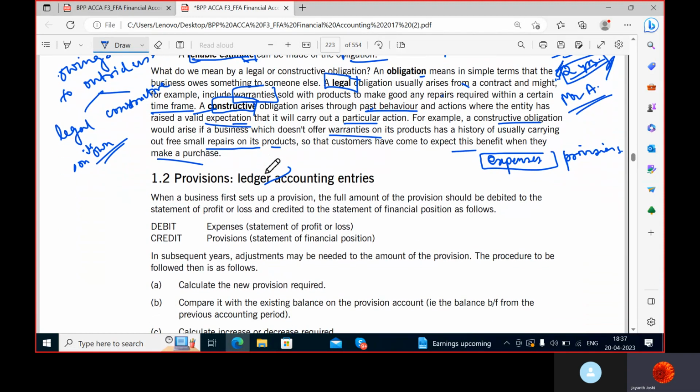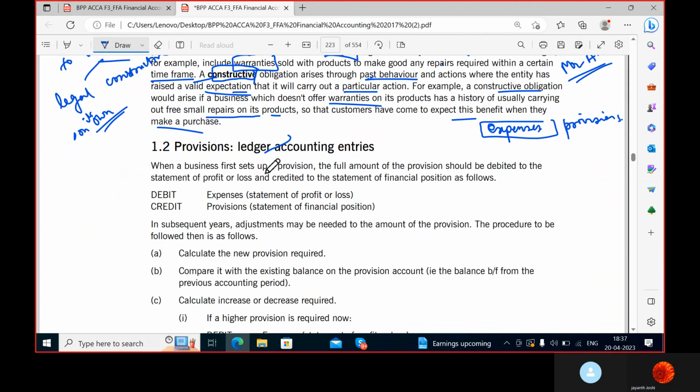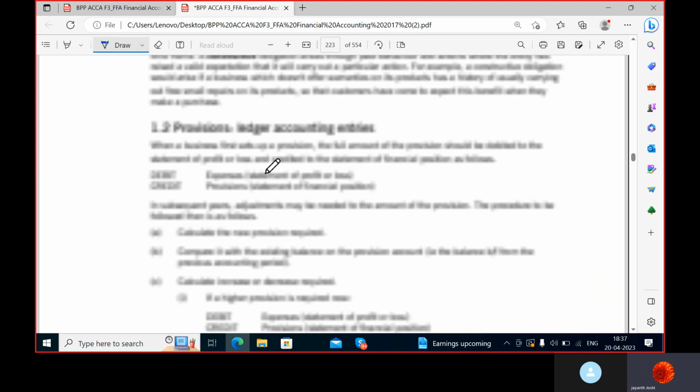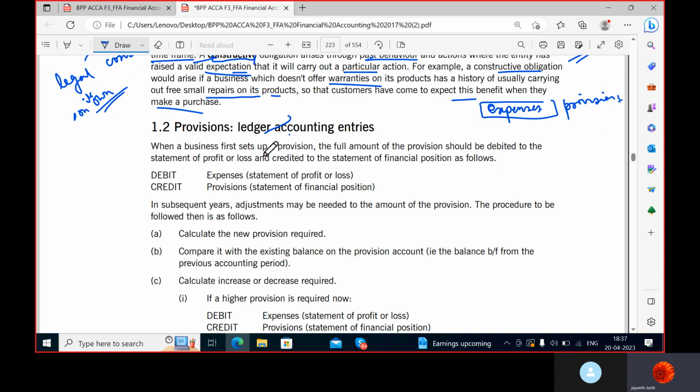So now for everything, how the business shows the accounting treatment of provision. In the first year, when the business is creating a provision, now remember the full amount of provision should be debited to statement of profit and loss and credited to statement of financial position. So it will have effect on both SOPL and SOFP. How is it going to have effect? We will show it as expenses.